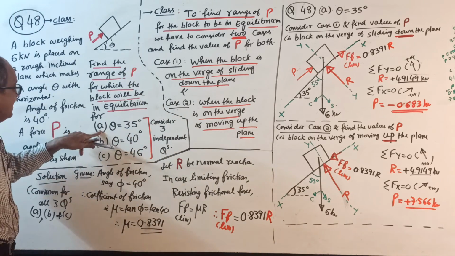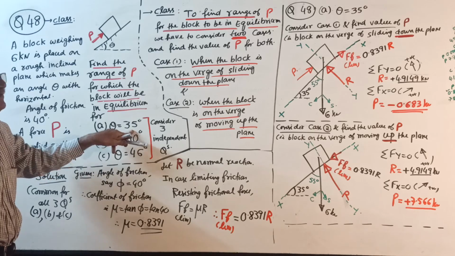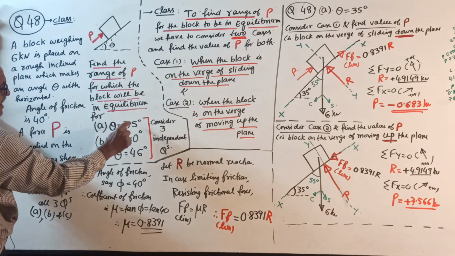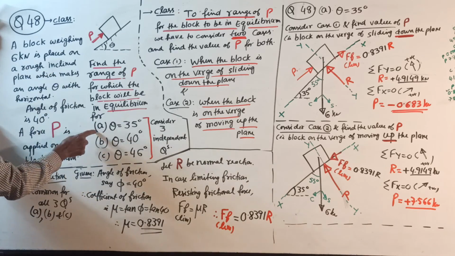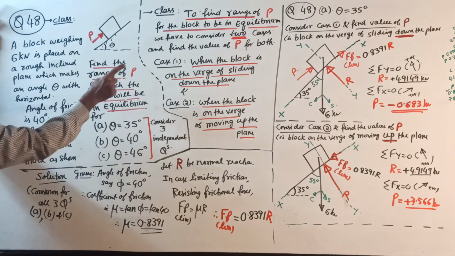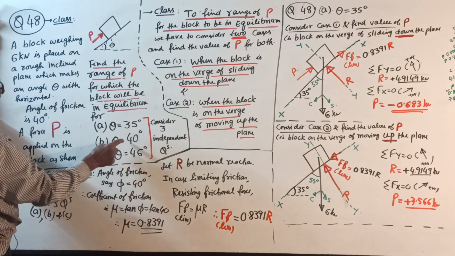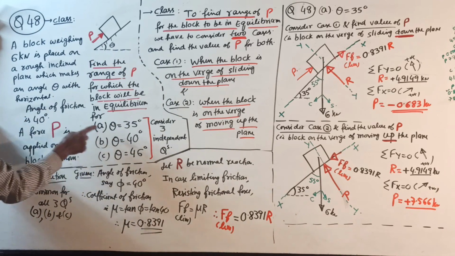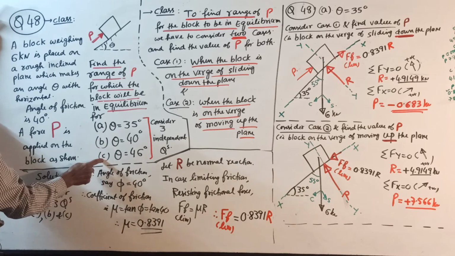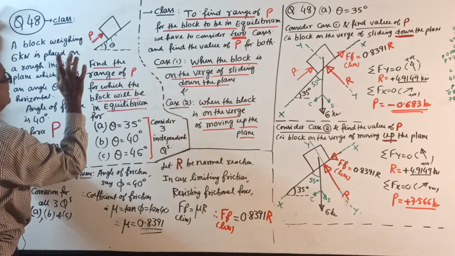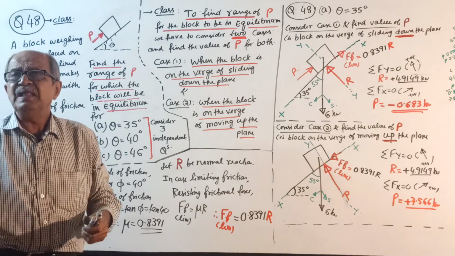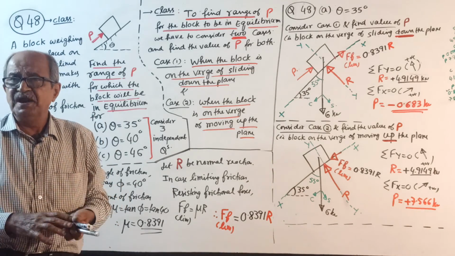For A, theta is 35 degrees. That is, solve this question taking theta 35 degrees, first question, that is 48A. Then B, take theta equal to 40 degrees. That 40 is not this 40; this is given in the question. C, take theta equal to 46 degrees. Or you can prepare 3 independent questions. I will read the question if you want.